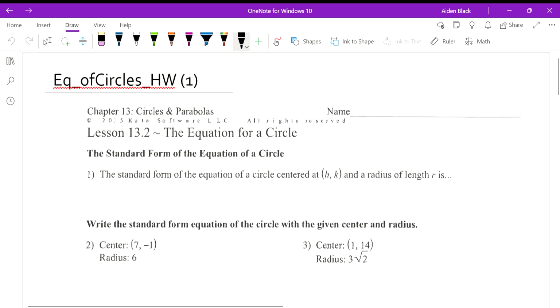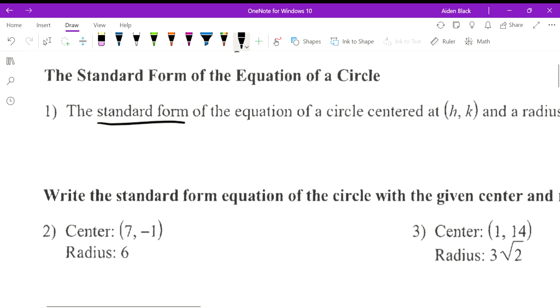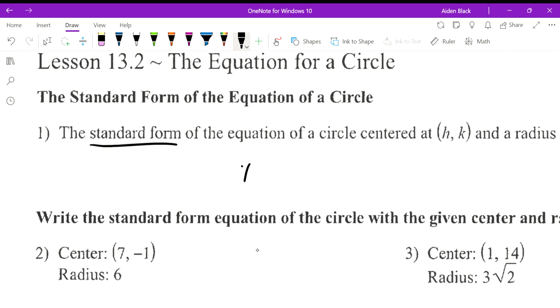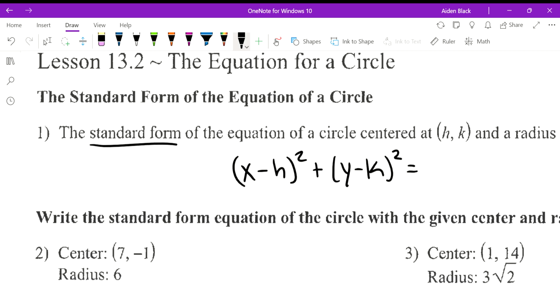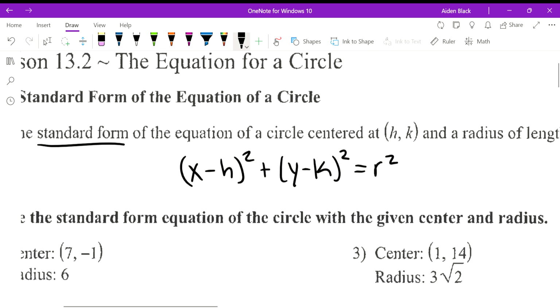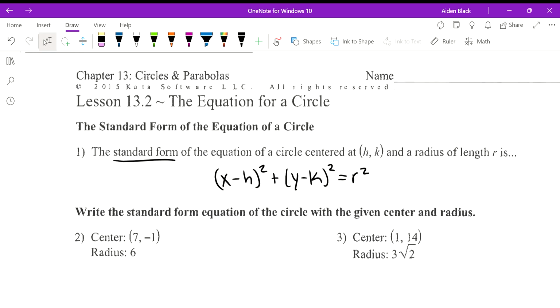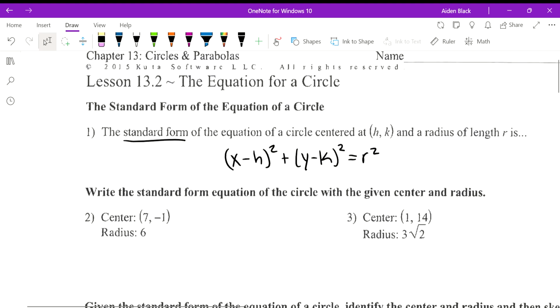Alright, the standard form equation of a circle centered at (h, k) with a radius length r. So standard form, this is what we learned in class. This is what that looks like. It's good that this worksheet has you write that first, because that's really all you're doing: using this as a formula and plugging in the values that you know.